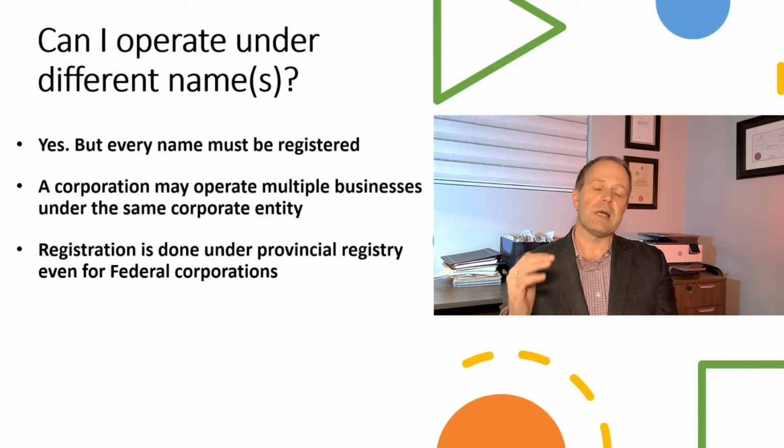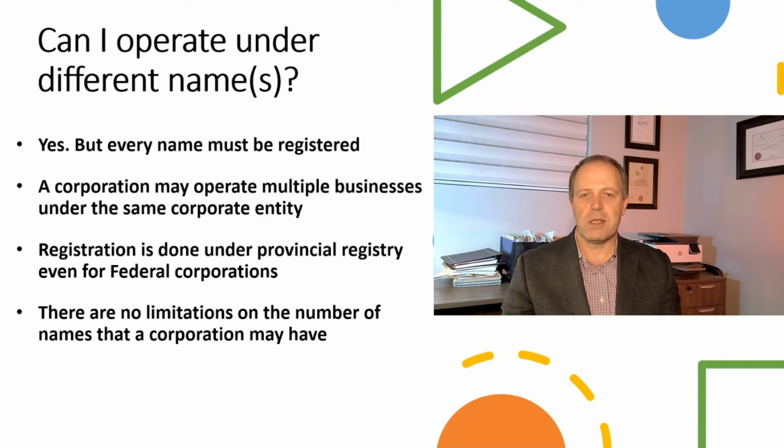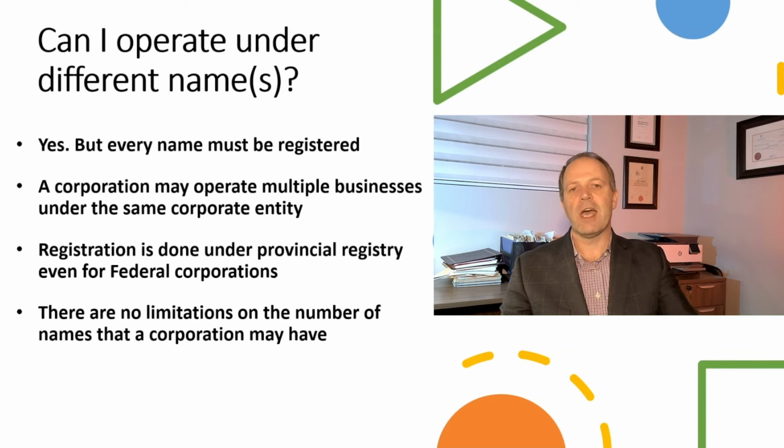Registration is always done under the provincial register, which means that if you have a federal corporation, you still will need to do it under the provincial register and the provincial laws in the province where your head office is located. And in most of the provinces, there is no limitation on the maximum number of names that you can register. My understanding is that you can have as many as you want. Registering every new name does not negate or invalidate the previous registration. So 2, 3, 4 names, whatever you want to use under the same company, is allowed.